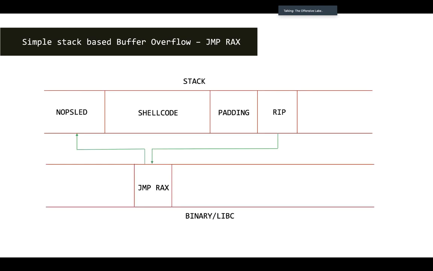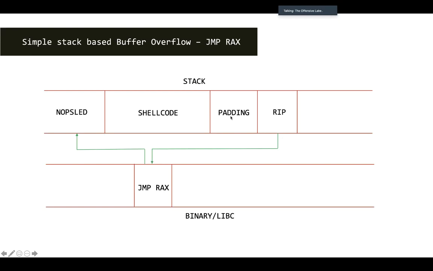But in the jump RAX technique, the RAX register must be pointing to your shellcode or the NOP sled. So when you overwrite the RIP register, you will place an address that contains the instruction jump RAX. So the moment RIP gets executed, it will basically execute jump RAX, and the control will be jumped to this NOP sled.